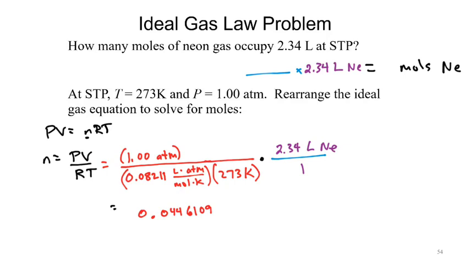If we look at the units there, the atmospheres cancel, the kelvins cancel, our liters will cancel. So at the end of this, my units are going to look a little bit weird. It's going to be 1 over moles. Okay, and then times our 2.34, because I got rid of that unit, so that unit's not there, times 2.34.